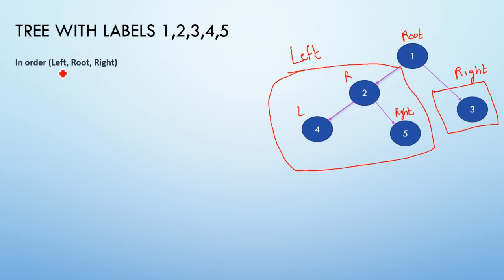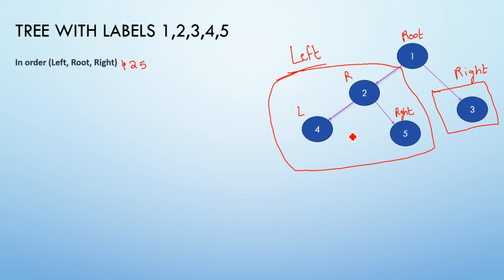Now in-order says that we have to first travel to the leftmost child, then go to the root and then to the right child. So in this diagram, the left part is this. I have highlighted the left part. And in this we have to go to the leftmost child. So our first node will be 4. Then we have to go to the root, that is 2. And then we have to go to the rightmost child, that is 5.